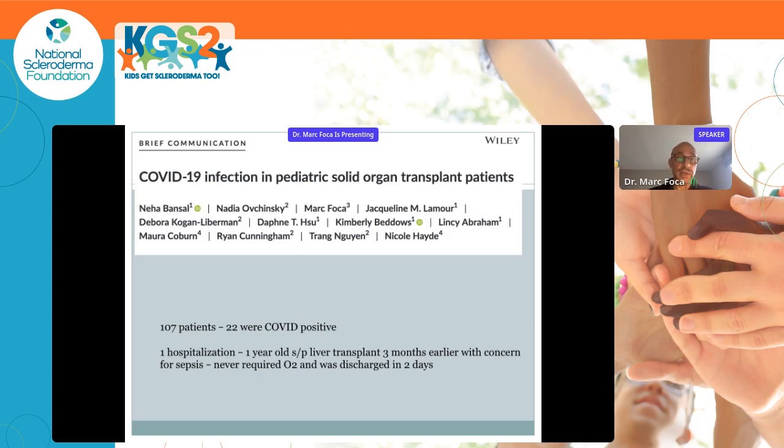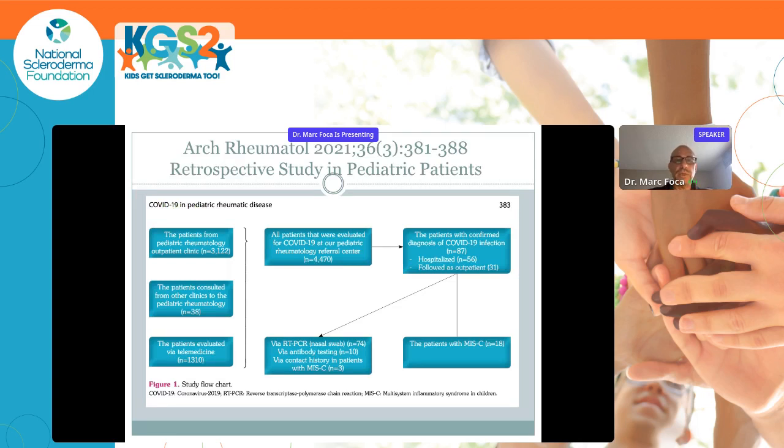So a large percentage of our transplant population at that point had been infected with SARS-CoV-2, but most were asymptomatic, and there was no mortality and only one admission. And this was sort of borne out in other cohorts that people looked at. So what about patients with active rheumatologic disease?